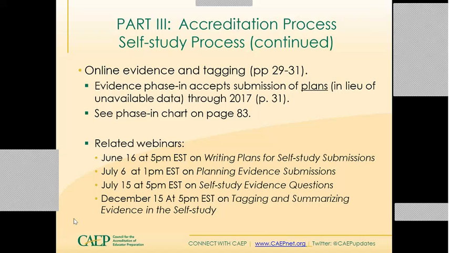In lieu of data that you don't have available to you, you can talk about what plans you're making to get that data. And the related webinars on this whole section of the self-study process, as you can see: on June 16th, we'll talk about writing these plans for self-study submissions. This will not include writing plans for selective improvement or for transformational initiatives. It will discuss, within the standards where data and evidence is required, if that evidence is not available at this time, what should a plan about collecting that evidence look like? So that's on June 16th.